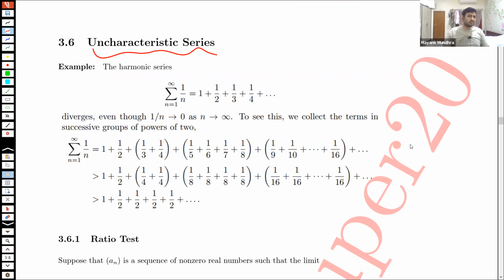Uncharacteristic series are something which don't get classified as one of these series. So one of the very important series is summation 1 by n. So I know that 1 by n tends to 0 actually. But what happens to summation 1 by n? If I add up all these numbers going till infinity, will the sum be finite? Will it be infinite? What will happen to this?